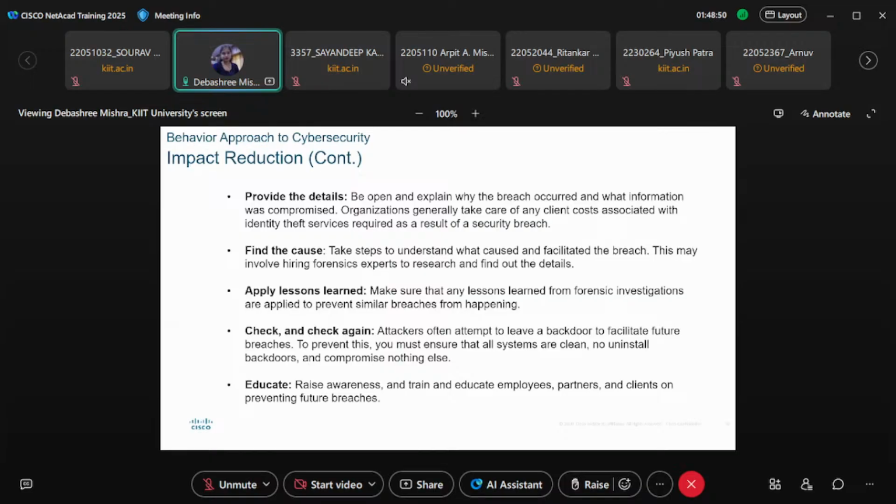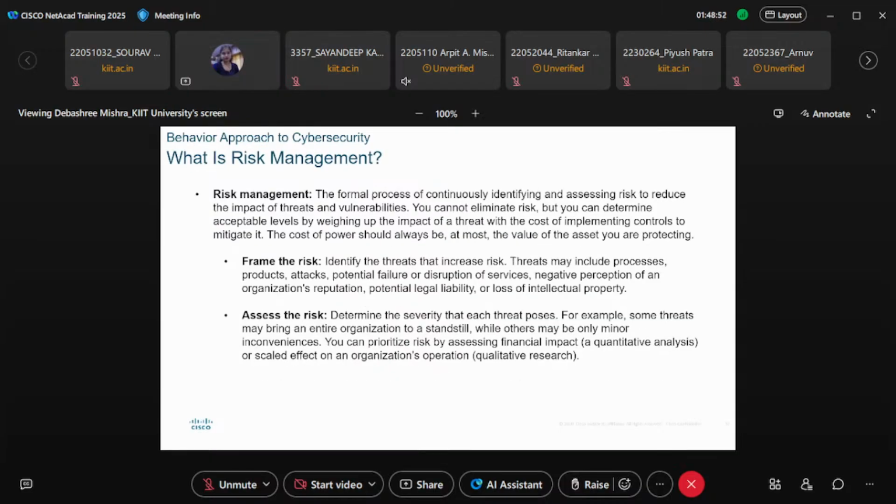Okay. Now next is, what is risk management? Risk management is a formal process used continuously to identify and assess risk so that we can reduce the impact of threats and vulnerabilities. We also know that we cannot eliminate the risk, but we can determine it and reduce the impact of the threat, at the cost of implementing controls to mitigate it.